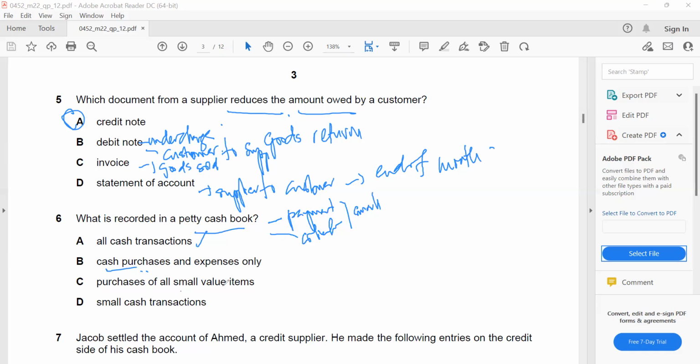Purchases of small value, depending on the company, they will set the criteria for the purchase type, the nature of the purchase that can be claimed through the petty cash book. Small cash transactions. Since these two are both talking about cash transactions, as I mentioned, the cash book is for the small amounts for the payments and the collections. So this one is more suitable.